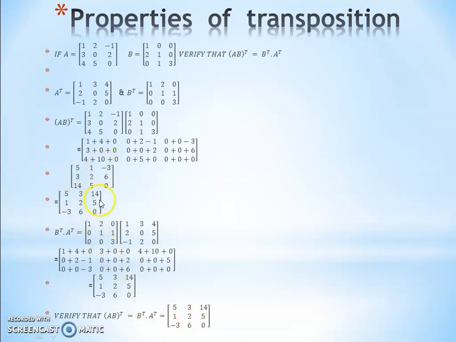We take the transpose of each and every element. We take B transpose into A transpose with row-column multiplication, and finally we derive the final answer. So in today's lecture we have completed the properties of transposition.